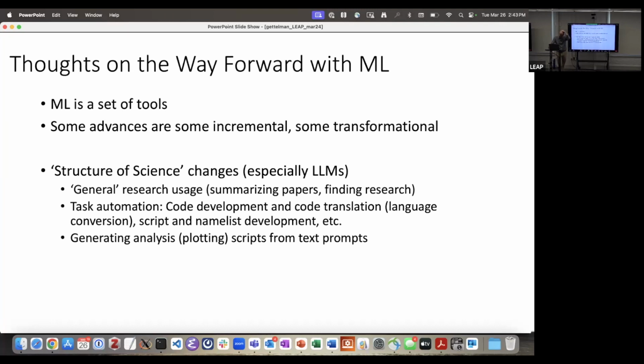I do think there are some interesting approaches with task automation that we can use. There's code development and code translation, converting things from one language to another using large language models specifically set up for the tasks. Script and namelist development, I think there's a variety of things that may help automate certain stuff. There are some interesting pilots in generating plotting scripts from text prompts, where you basically say, plot a zonal mean of this variable from this model in this way, and based on its parsing, a large language model will generate Python code to actually make that plot for you.